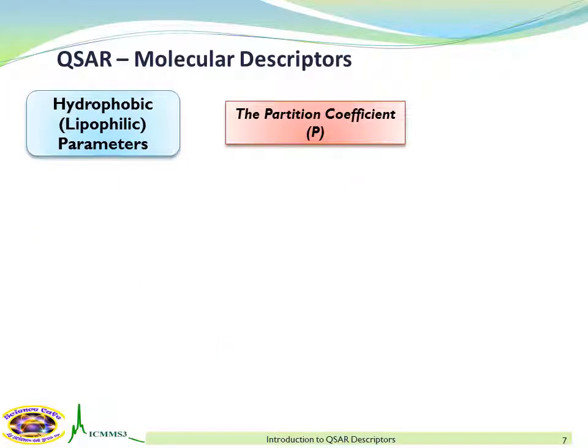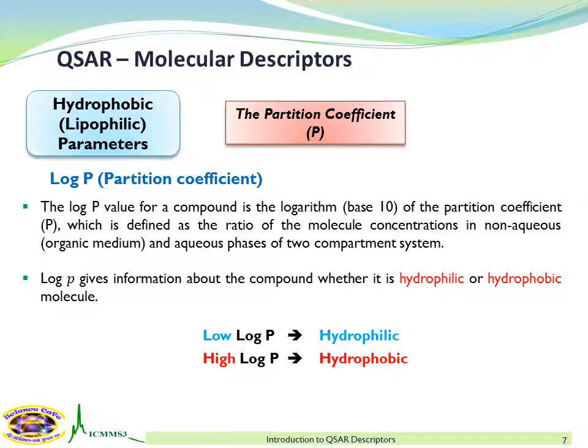The second type of QSAR molecular descriptor is the hydrophobic lipophilic parameter, which is known as the partition coefficient. Log P of the partition coefficient for the compound is the logarithm base 10 of the partition coefficient, which is defined as the ratio of the molecule concentration in the non-aqueous or organic medium and the aqueous phase of the compartment. The log P gives information about whether the compound is a hydrophilic or hydrophobic molecule. If the value of the log P is low or negative, the structure will be hydrophilic. And if the value of the log P is high or highly positive, the structure will be hydrophobic.